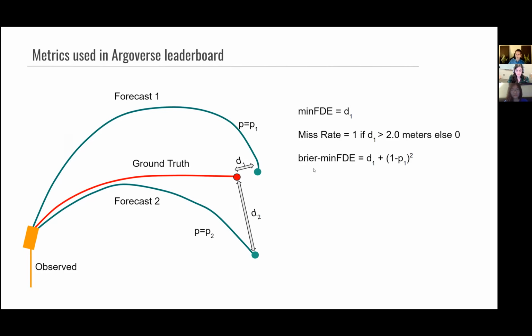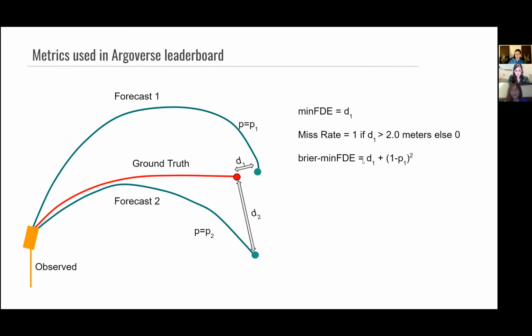And in the most recent iteration of the competitions, we've used this Brier minFDE, where we actually look at the probabilities that you're giving us for the first time, and say that your score, and lower is better, is based on your distance, but also how high this probability was. If you gave that one perfect probability, then you don't have any additional penalty. If you didn't, you've got some small additional penalty to your distance, basically.